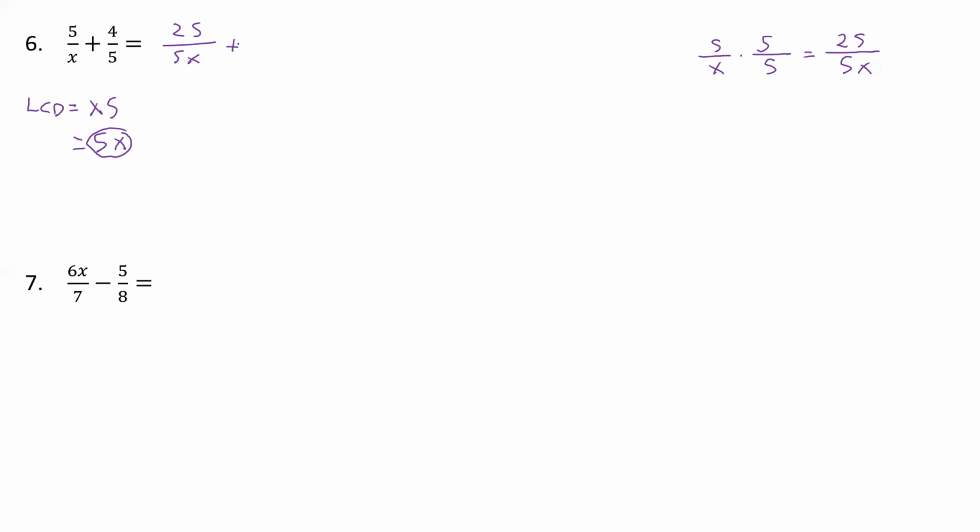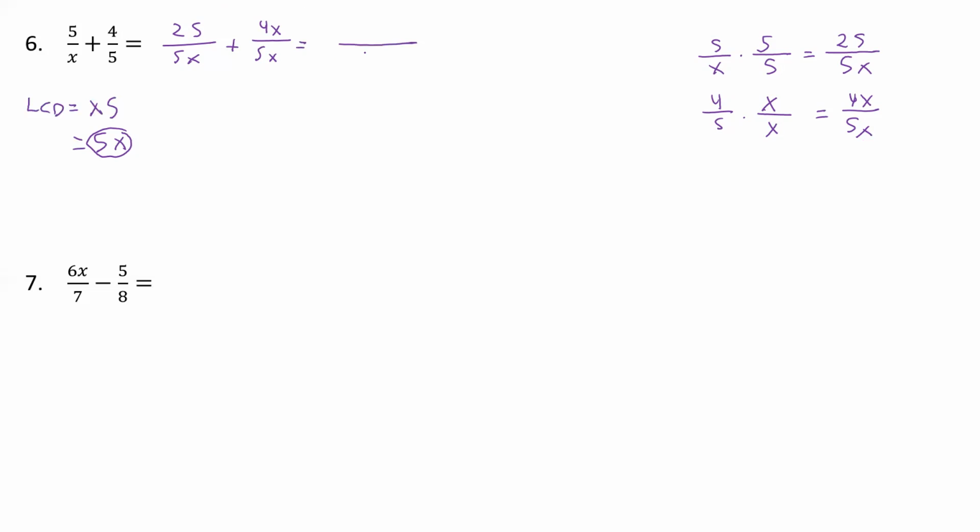Now what about the next one? We have 4 over 5 times something, and now we need 5x here. So what do we have to take 5 by to get 5x? Well, we have to take it times x. And again, whatever you do in the denominator, you do in the numerator. It doesn't matter if it's a variable or if it's a constant. Now we take 4 times x and we get 4x. 5 times x, we get 5x. And so we're going to add to that 4x over 5x.